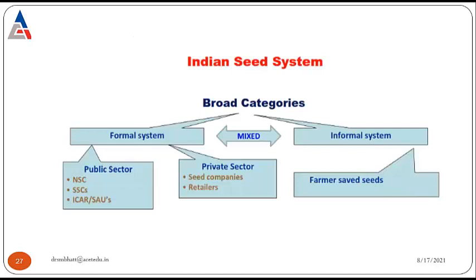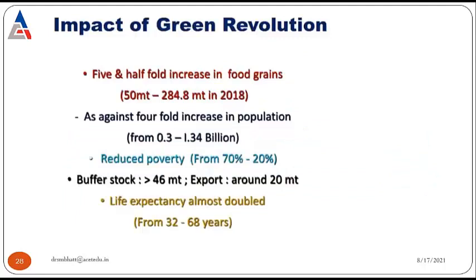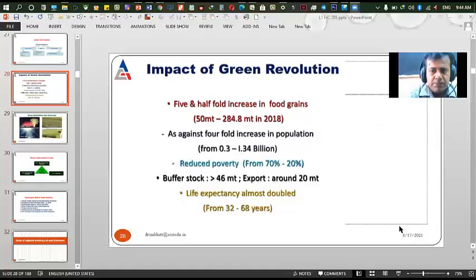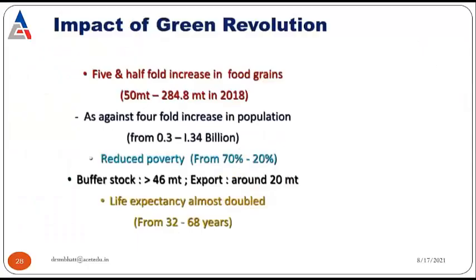And also you have heard about the impact of the green revolution. This green revolution was ultimately because of good quality seeds, its emphasis was to use good quality seeds, right? And as a result there was a 5 to 1/2-fold increase in grain. Okay. So what was the impact of the green revolution? The impact of the green revolution was only because of the good quality of seed. And ultimately, what was the result? There was a 5 to 1/2-fold increase in grains, and now the total crop production was 284 million ton in 2018 from 50 million ton.